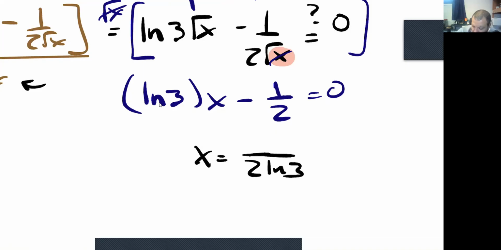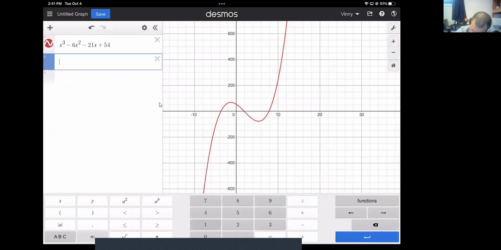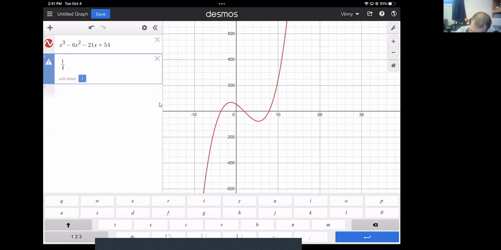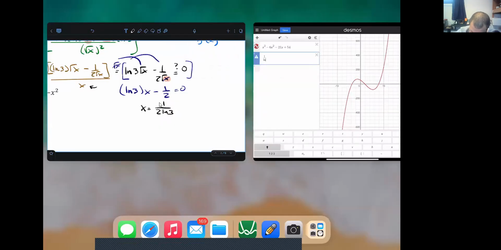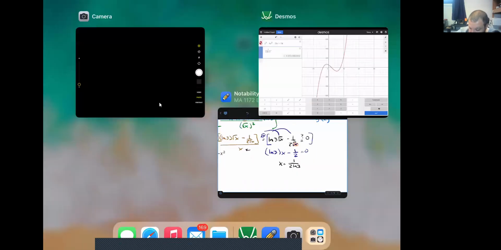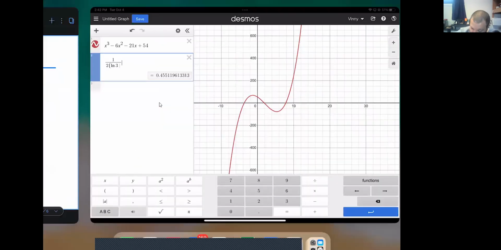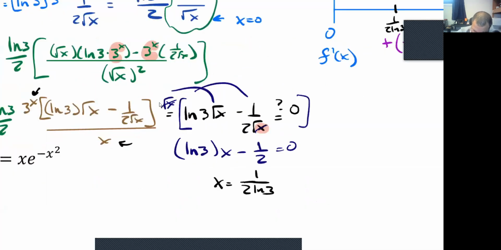So what does that equal out? That's a small number. So 1 over 2 natural log of 3 would be 1 divided by natural log of 3, and that thing cut in half. So like 0.455, right? So that's where we're going to have a potential inflection point. And so here we are, 1 over 2 natural log of 3. So if I plugged in something smaller than that, say 0.25, a quarter, into our second derivative, let's see what we get.